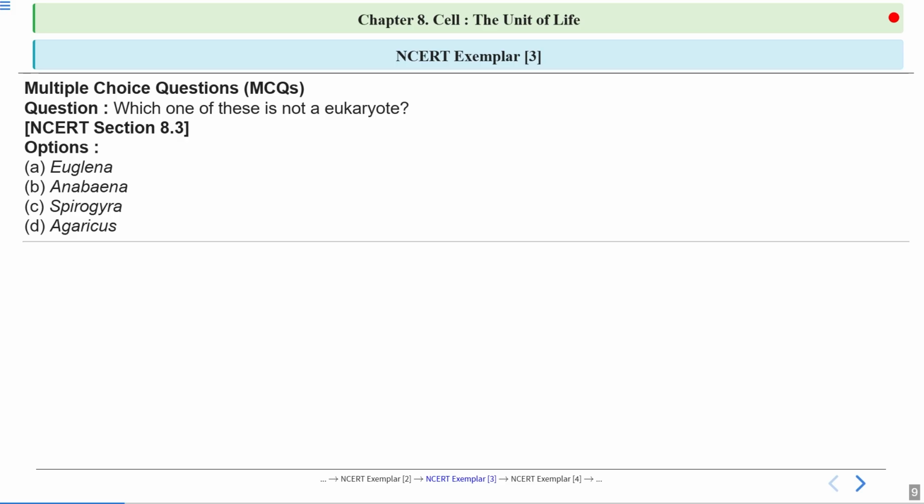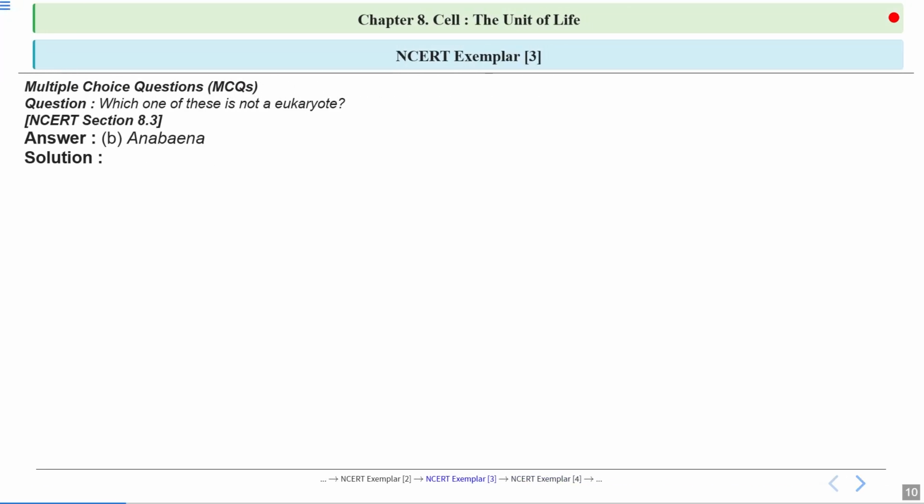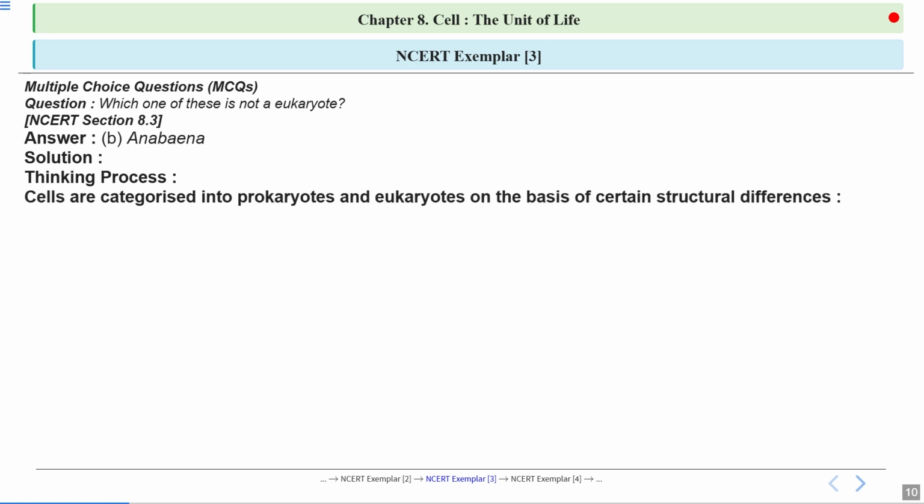Okay, let's have a look at the answer. Option number B, Anabaena, is the correct answer. Cells can be characterized as prokaryotes and eukaryotes. Eukaryotic cells have a well-defined nucleus. Prokaryotes lack a true nucleus. Prokaryotes also lack membrane-bound organelles.